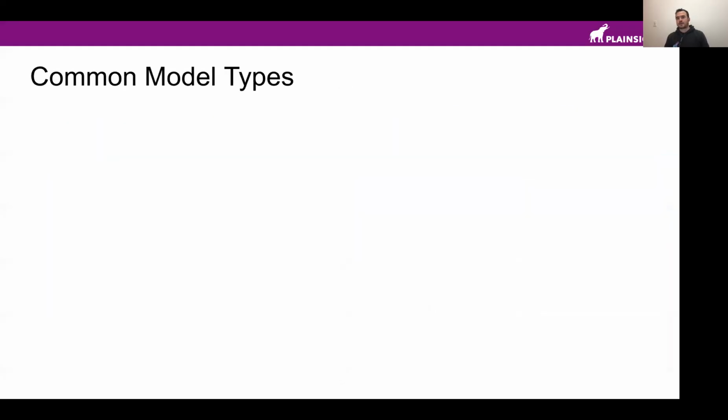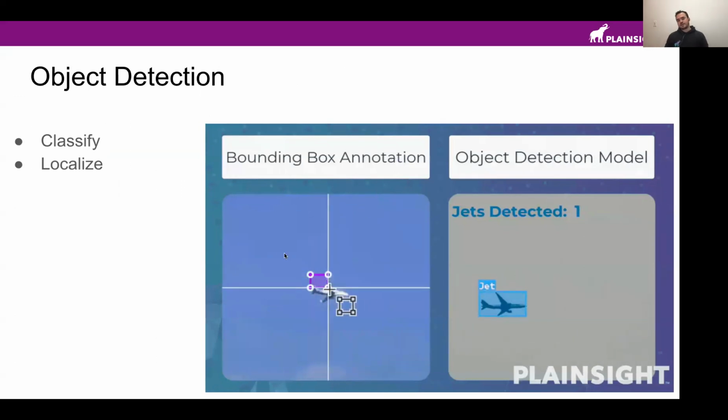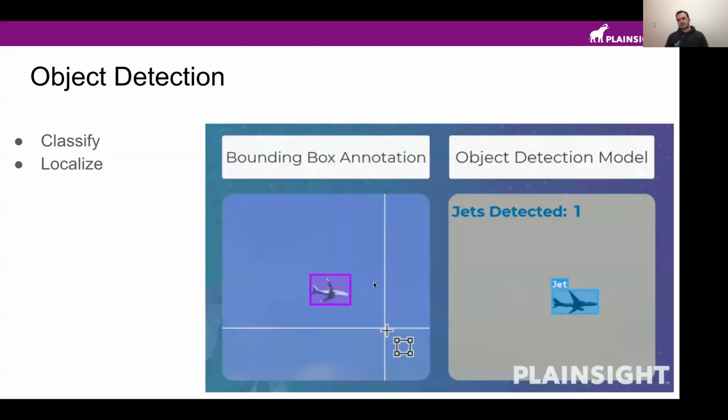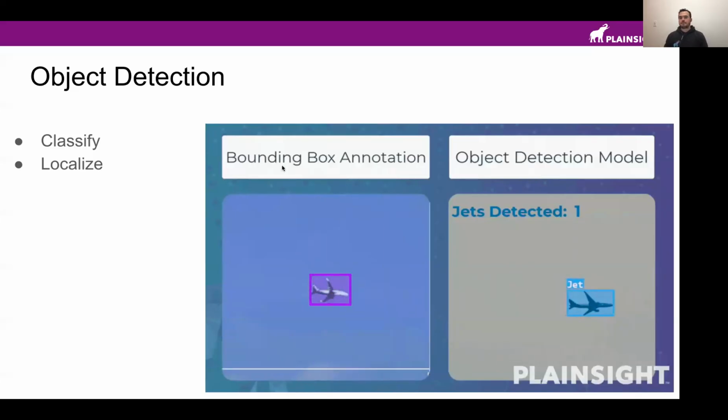So some common model types. We'll talk about some computer vision model types that are often used out in the field. We have object detection. You can see here's an example of labeling for it. Usually we want to label our data set and then train a model, and we'll see a hands-on example of it.